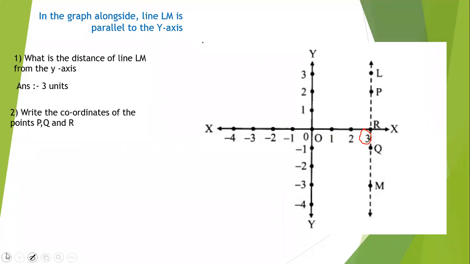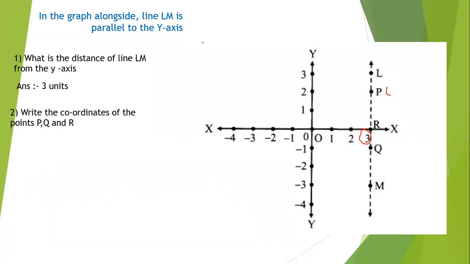Next, write the coordinates of the points P, Q, and R. So for the coordinates, we have to follow the order and the order is first x coordinate, and then y coordinate, right? So here the point name given to us is point P. So first we will search where is point P. It is over here, right? So we have to write the coordinates of this point.